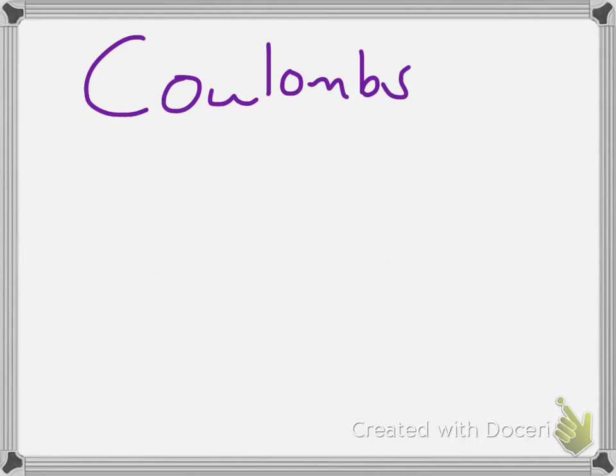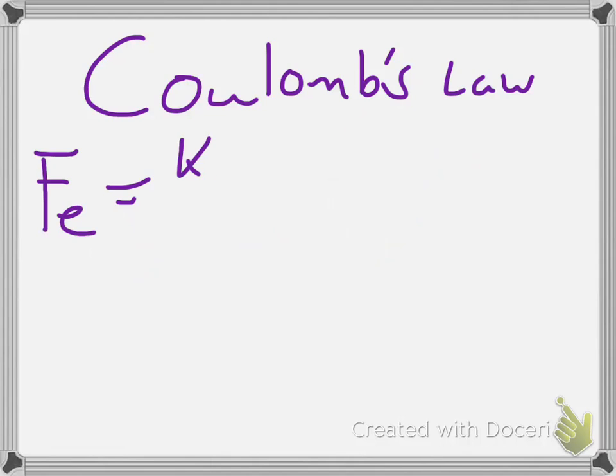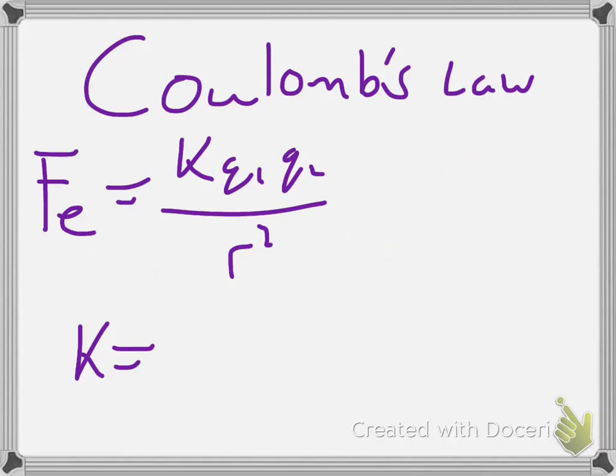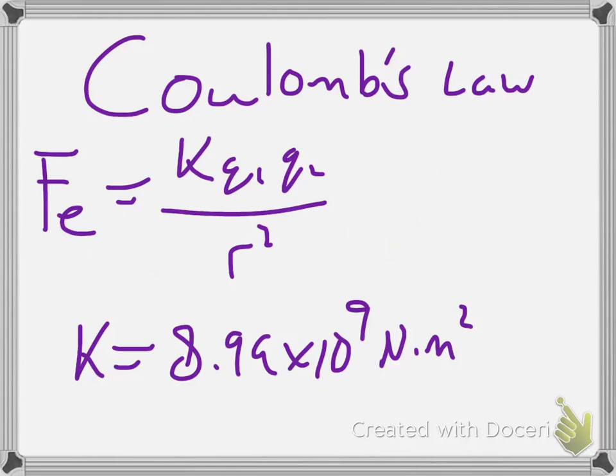All right. So Coulomb's law. This is that big long electricity equation, where Fe equals K Q1 Q2 over r squared. This is how you would figure out the electrostatic force between two charged objects. K is the electrostatic constant. It's on the cover of your reference tables, and it's 8.99 times 10 to the 9th newton meters squared per coulomb squared.